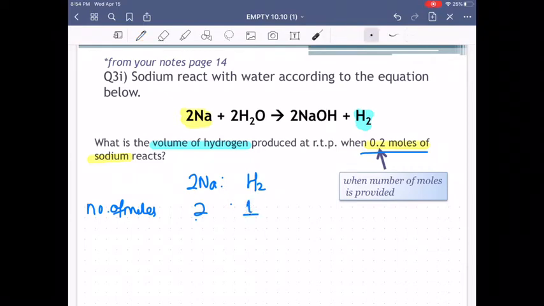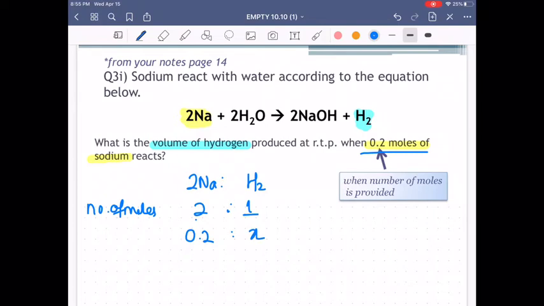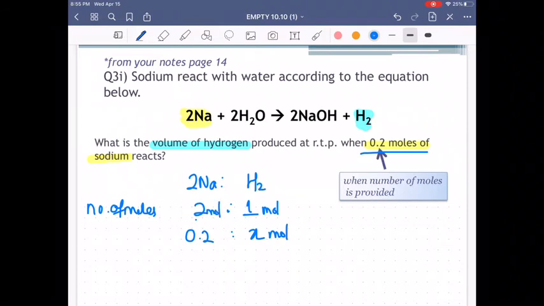Since for this case you are provided with 0.2 moles of sodium, and fortunately here is already in moles, you just might as well put the 0.2 moles of sodium here. So here the next unknown should be x. X what? X mole. Because why? Here is already mole, right? So let me write here for clarity. This is mole. This is mole. This is mole, right? From your question, 0.2 mole. So your unknown also has to be in mole.